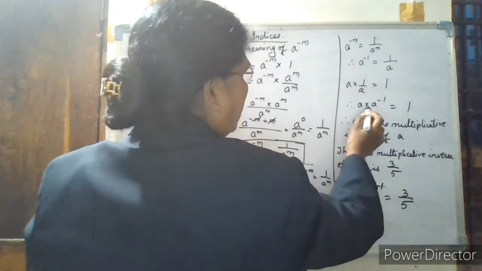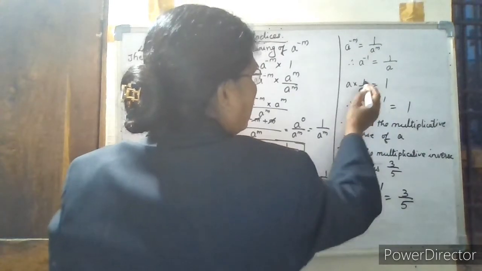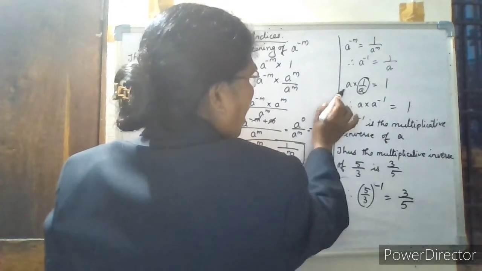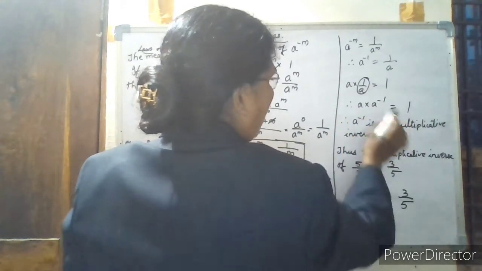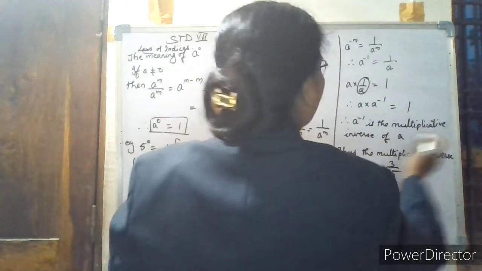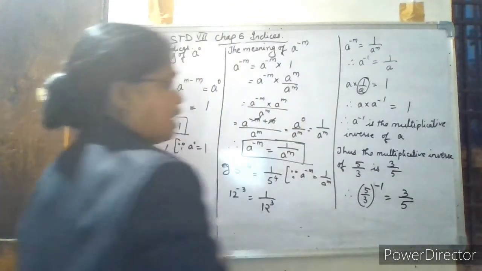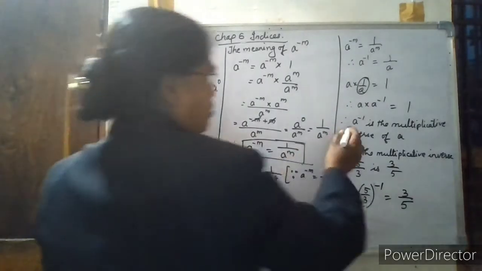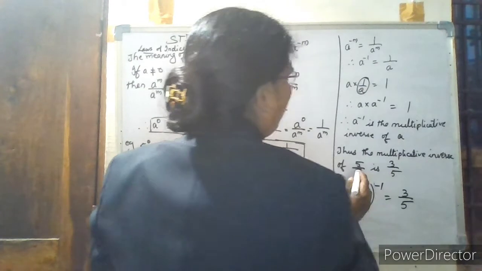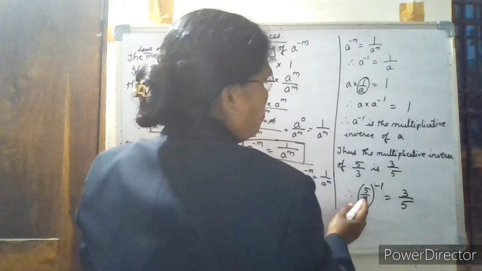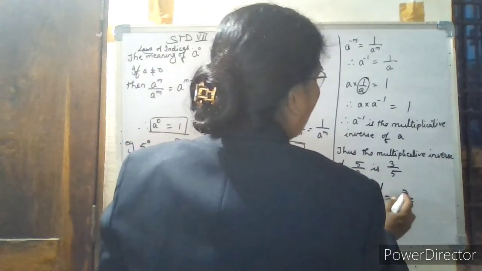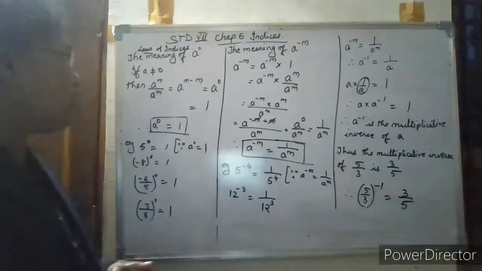So, a into this value is equal to what? a raised to minus 1. Therefore, a into a raised to minus 1 is always equal to 1. Therefore, a raised to minus 1 is the multiplicative inverse of a. Thus, the multiplicative inverse of 5 by 3 is 3 by 5. So, the multiplicative inverse of 5 by 3, the whole raised to minus 1, is equal to 3 by 5. So, this is the law of indices.